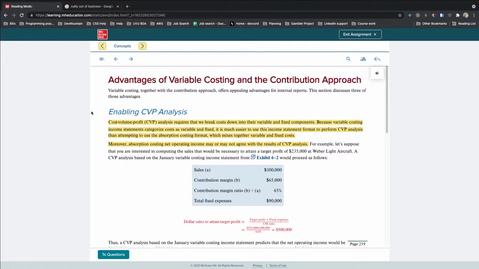Moreover, absorption costing net operating income may or may not agree with the results of CVP analysis. I don't know why that matters, but like, yeah, why do we need to make it agree? I don't care what the absorption costing net operating income says. This is my CVP analysis.